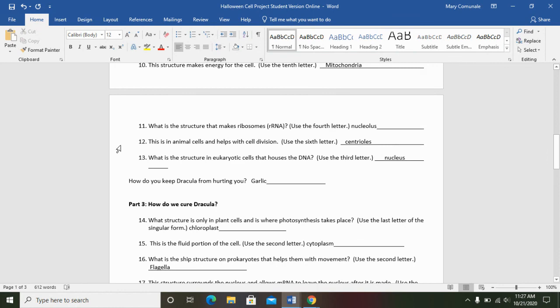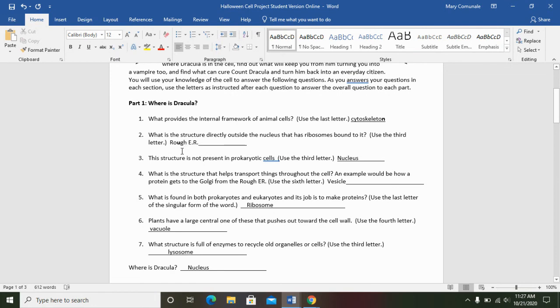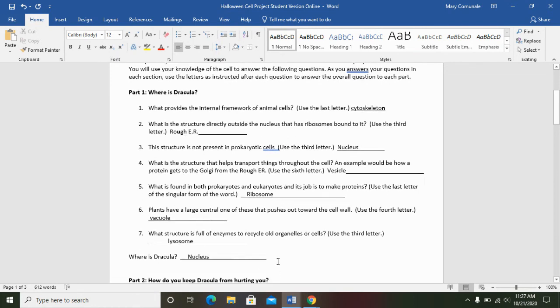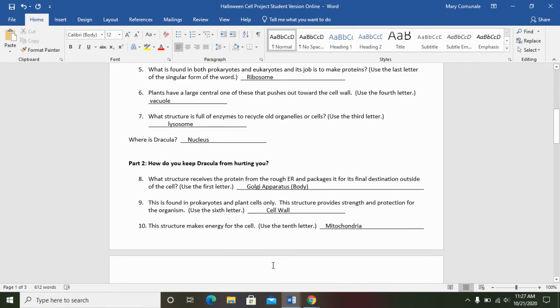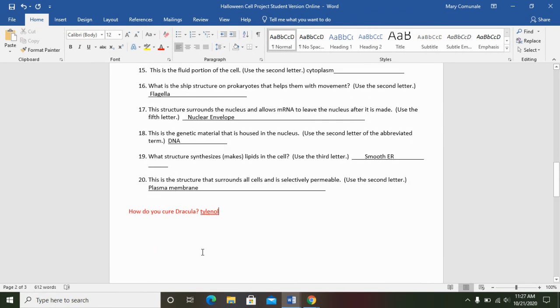So for you guys, if you're typing this in a Google Doc, you'll just have number 1, and you would write next to it cytoskeleton. Number 2, rough ER, and then you'll type at the bottom, where is Dracula found? He's found in the nucleus. So you should have a total of 20 answers by the end of it.